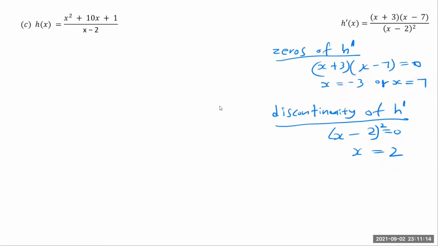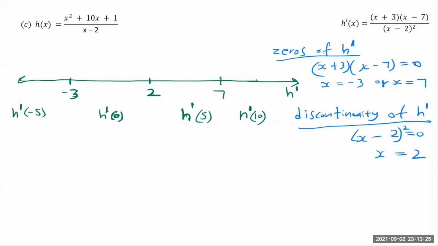Okay, now I'm ready to construct the sign chart for this function. To construct my sign chart, I'm going to place these 3 points, -3, 2, and 7. When I place these 3 points on the real line, I have 4 intervals. The first interval is this one. The second interval is this one. This interval means -infinity to -3. Then this is -3 to 2, 2 to 7, and 7 to plus infinity.